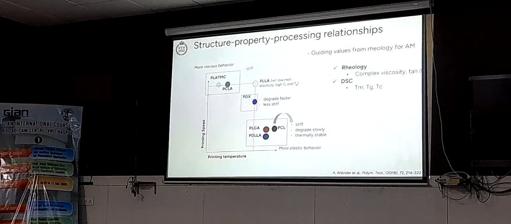But if you look into polydioxanone, it's less stiff and it degrades faster compared to polycaprolactone. And then we started to think, okay, looking into this chart, perhaps we can combine the polymers a little bit. Combining caprolactone with polydioxanone might give a less stiff material that degrades faster. And that was our idea after this.